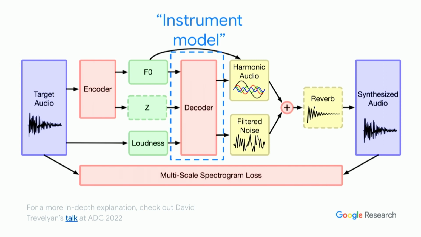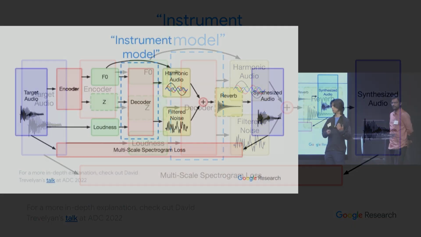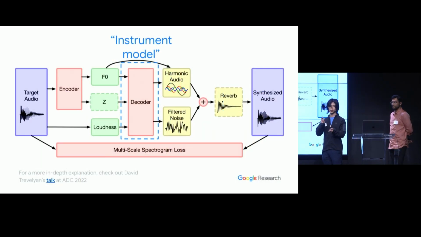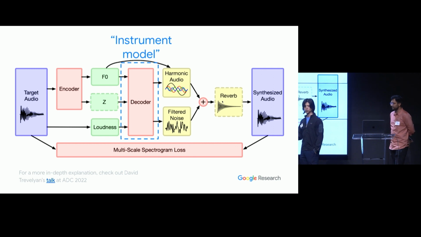After training, this specific model can be exported and then reused in a real-time inference context, in which every other module, specifically the encoder and synthesis modules, can be replaced with any other functional analog. So that's kind of the magic of DDSP, where you could hot swap these components with their non-machine learning counterparts. So that's a really quick primer of DDSP, and if you want a more in-depth explanation, please check out David Trevelyan's talk at ADC 2022.